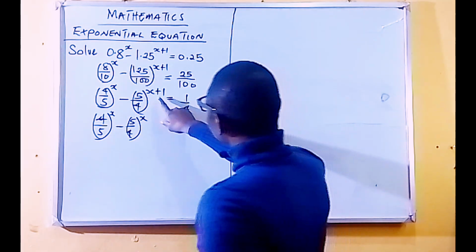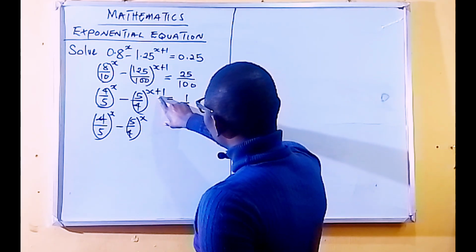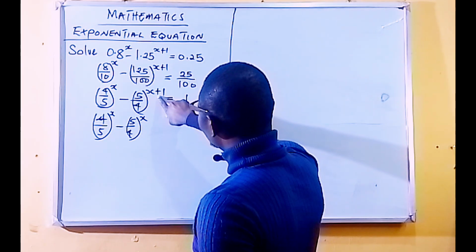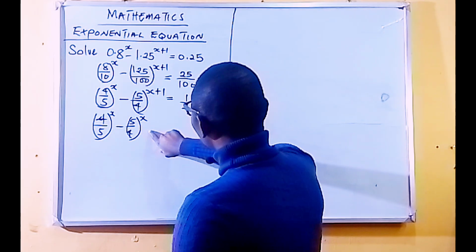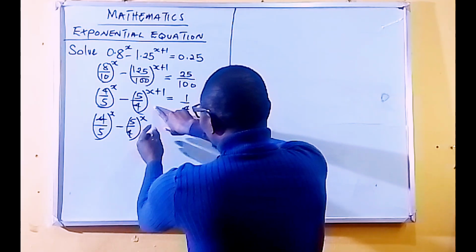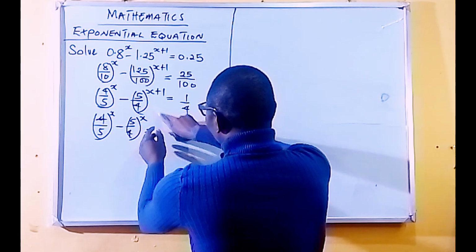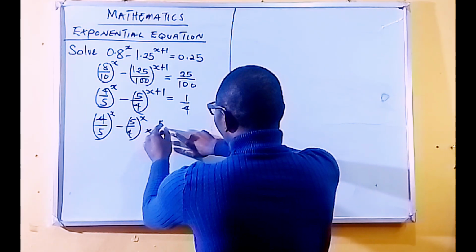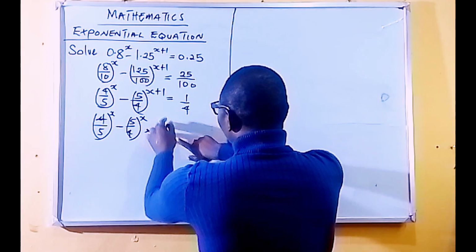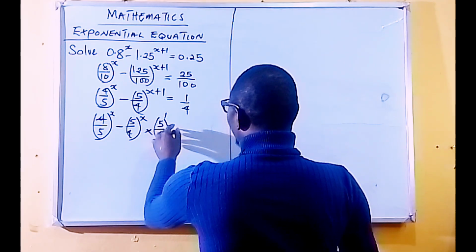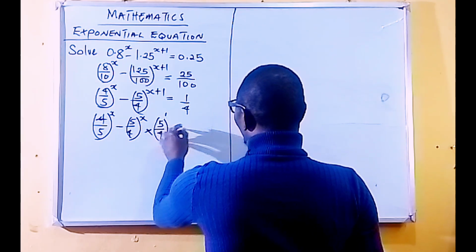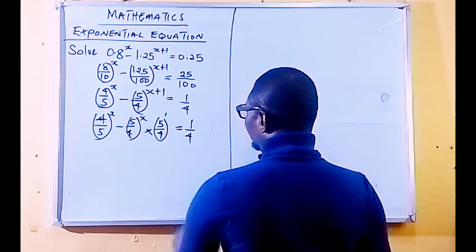By the law of indices, when the power has an addition, you multiply. So we'll have times 5 over 4 raised to the power of 1, equal to 1 over 4.